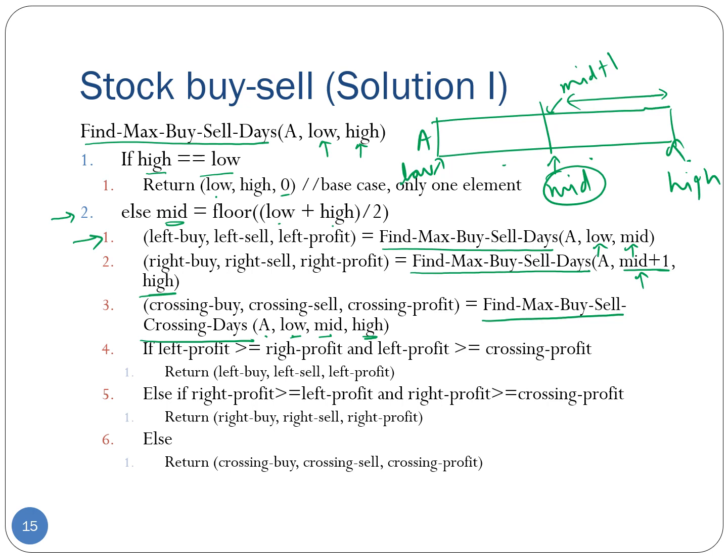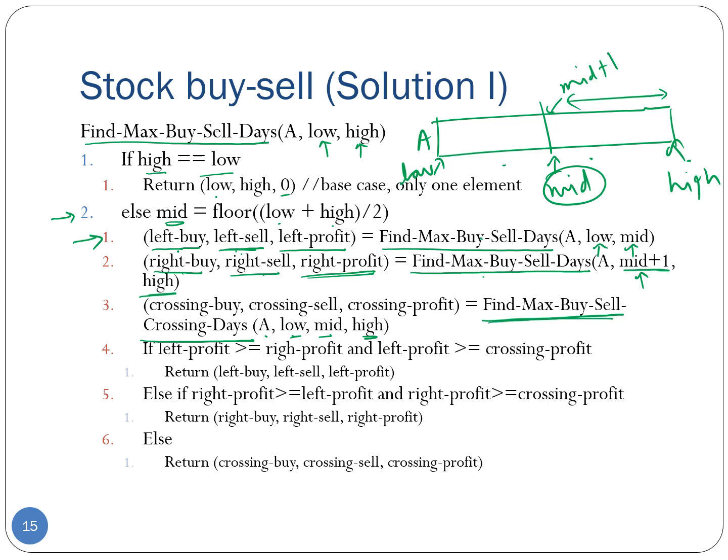So basically this function will return the index of the best day when we should buy in the left half, the index of the best day in the left half when we should sell, and then by buying and selling on those days, what would be the maximum profit that we can get in the left half of the array. Similarly, we have the index for buying in the right half, selling in the right half, and the maximum profit we can make from this purchase and sale in the right half of the array. So these are the three things that these two recursive calls return.